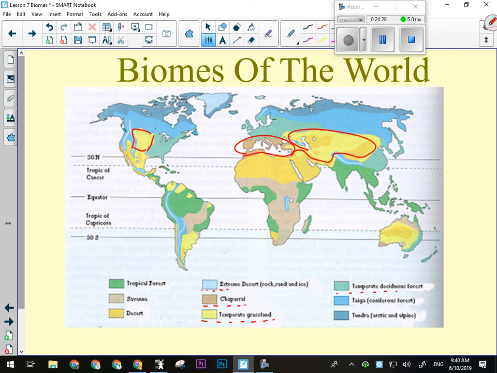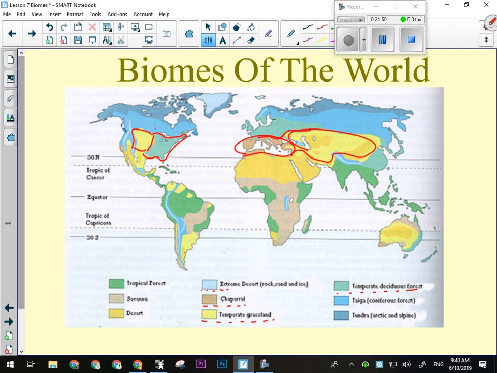Then we've got temperate deciduous forest. A deciduous tree does what with its leaves every year? Sheds them, right? A deciduous tree loses its leaves every year. So we see that the bulk of the eastern United States and central Canada would be this biome. So maple trees, oak, and things like that.